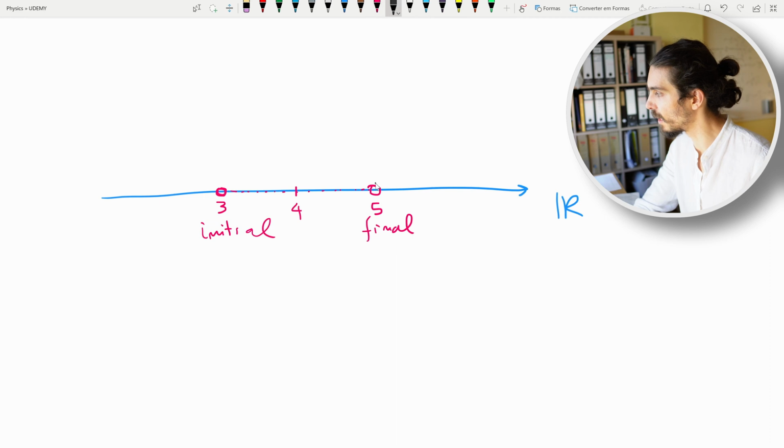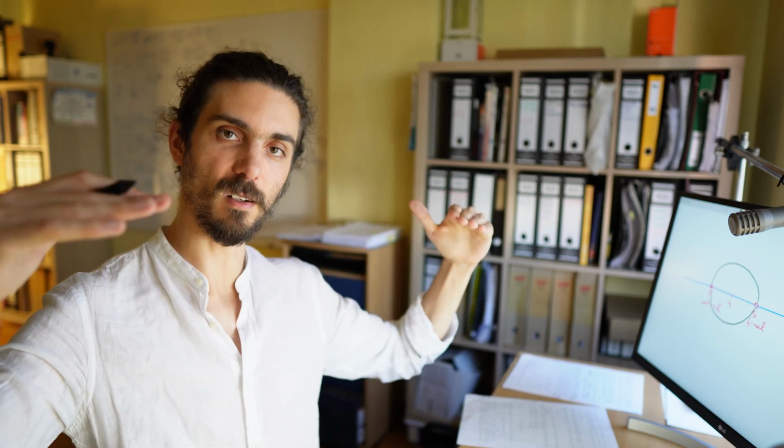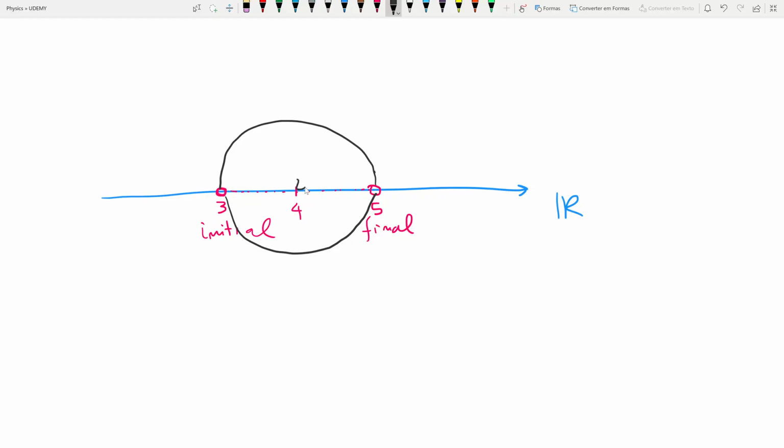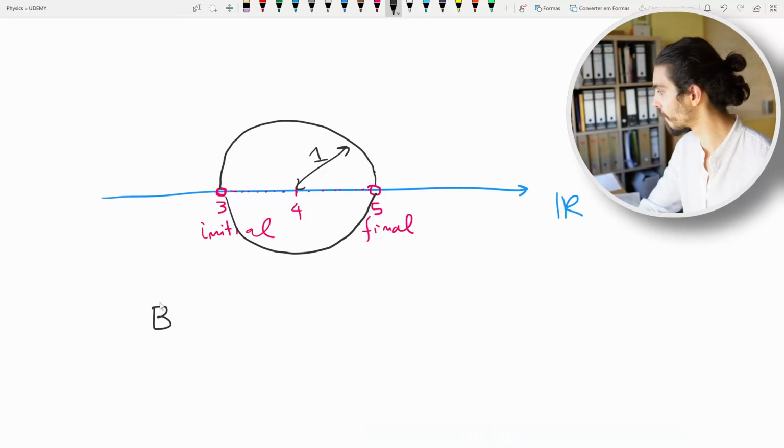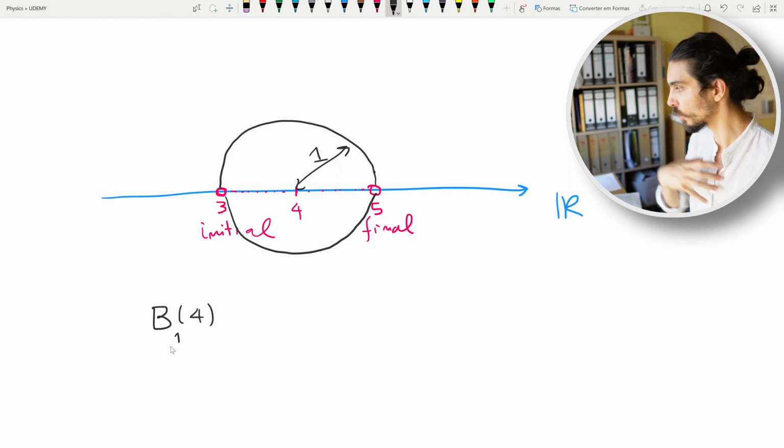This entire set of points that you see here, between 3 and 5, excluding 3 and 5, is analogous to the following idea. Imagine that we have here a circle, of radius 1. The intersection of this circle with the horizontal line, excluding the initial and final points, is exactly those set of points in between. Let's call it B1 of 4.